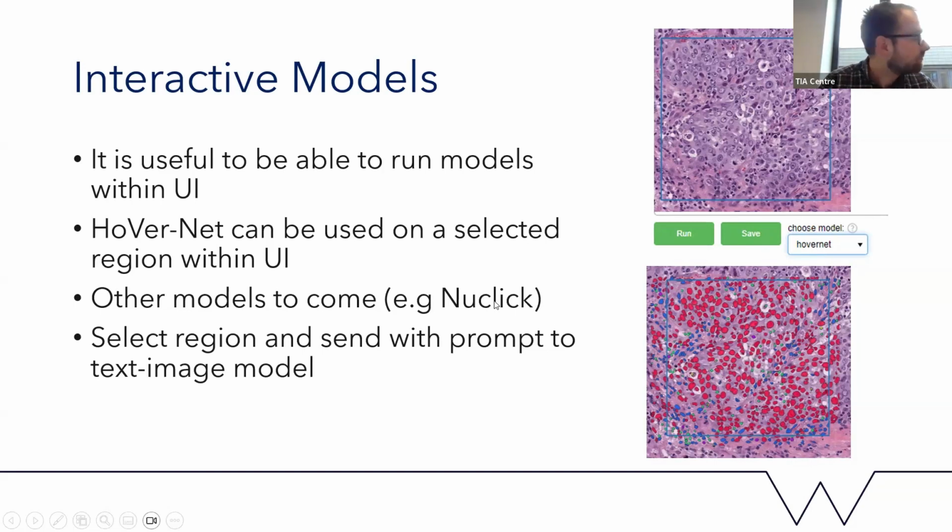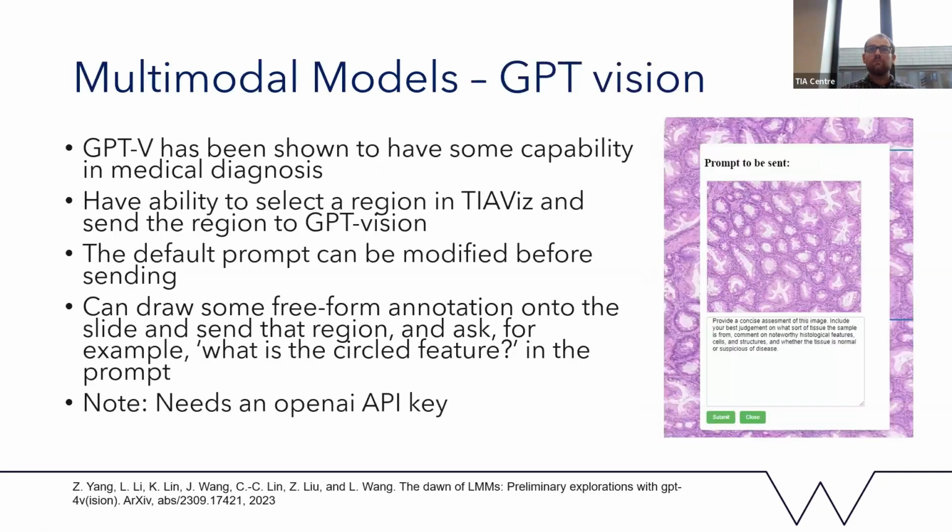As I said, more models will likely be added. For example, NuClick has been running internally in here, though it's not available yet. And we also have the ability to select a region and send it with a prompt to a text-image model, which we'll talk a little bit more about later.